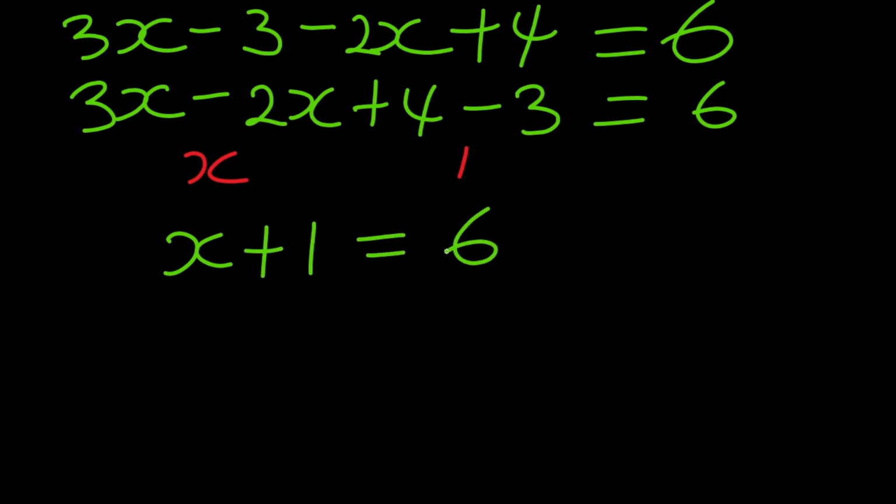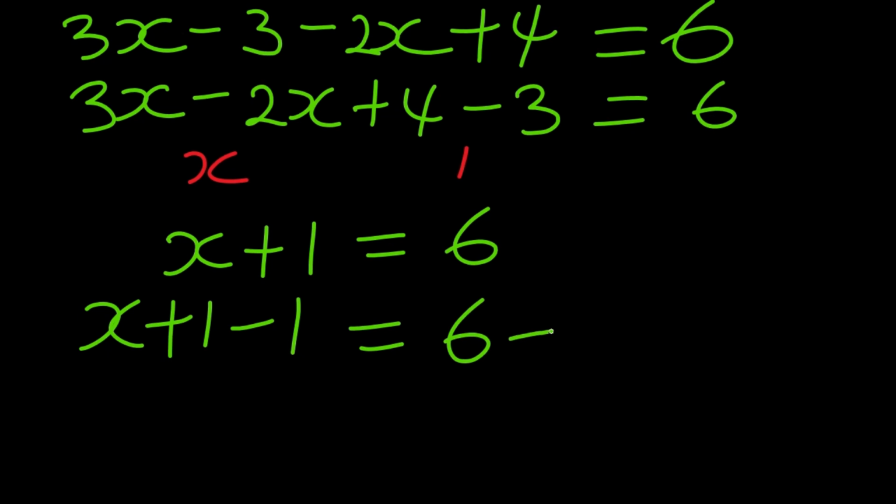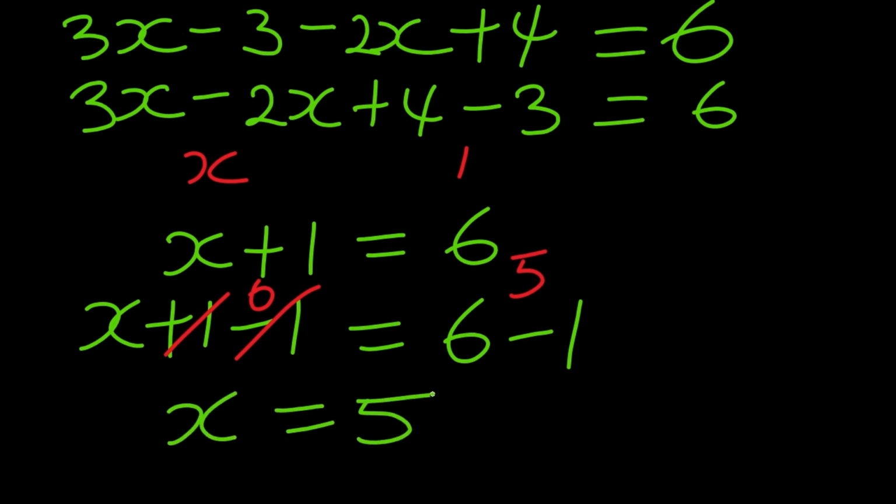Let's now subtract 1 from both sides of the equation. x plus 1 minus 1 is equal to 6 minus 1. 1 minus 1 will give us 0. So we have x plus 0 will still give us x. And 6 minus 1 will give us 5. Now we are left with x to be equal to 5. x equal to 5 satisfies the above equation.